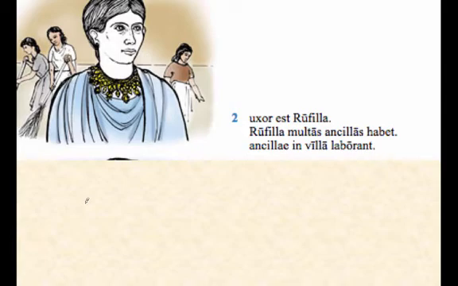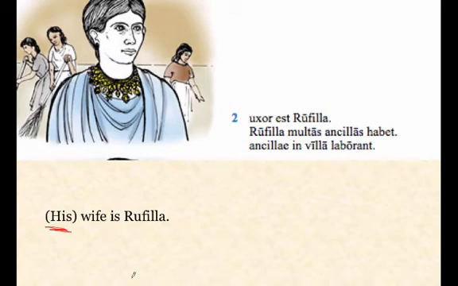Uxor est Rufilla. Go ahead and look up uxor if you don't know it. His wife is Rufilla. Now, why do I have his in parentheses there? It's because it's not in the Latin, but remember, when context makes it clear, you can always feel free to add things like his or my, etc.